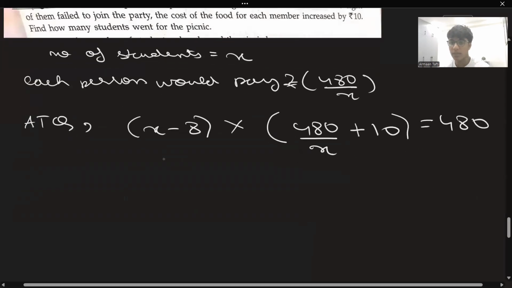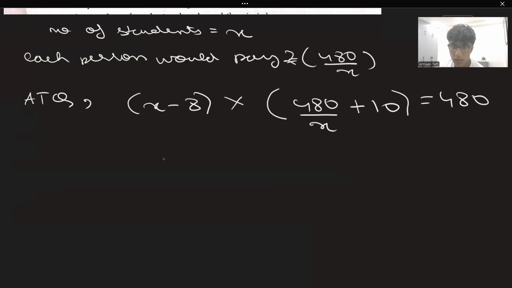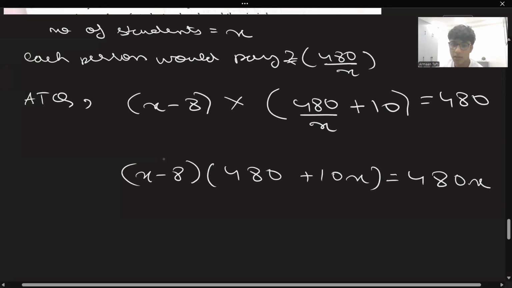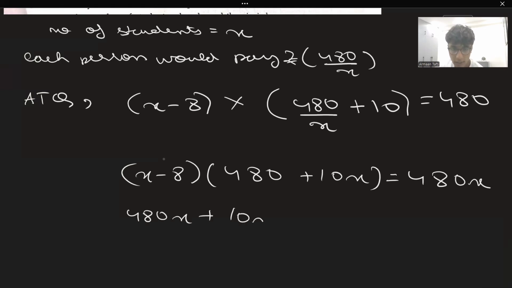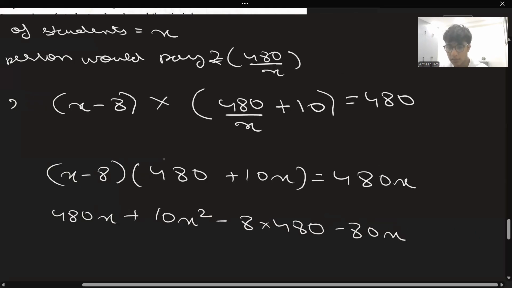Now this is a quadratic. This is a very common question that comes, so watch. There are a couple of ways of solving this. How do you deal with this denominator which has an x? I would suggest that you take the LCM and send x to the other side. So you have x minus 8 times 480 plus 10x equals 480x. Now when you open up these brackets, you get 480 times x plus 10x squared minus 8 into 480 minus 80x equals 480.